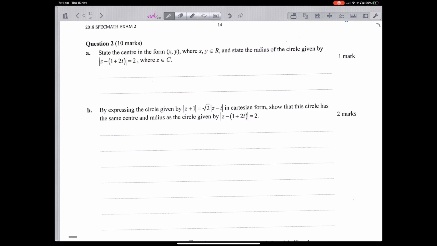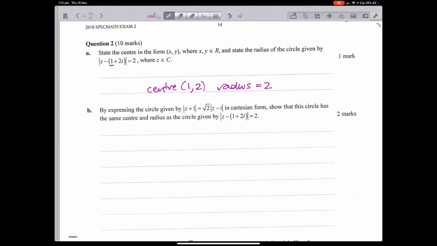Okay, state the center in the form (x, y), where x, y are real numbers, and state the radius of the circle given by this. Okay, so we know it's been moved 1 to the right and 2 up. So x minus 1. Oh, it doesn't say to find the equation. State the center in the form (x, y). So (1, 2). And radius is, of course, 2.